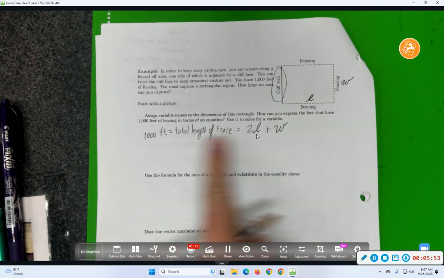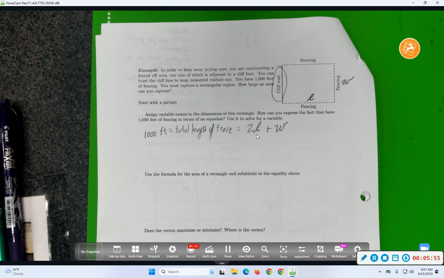Oh, neat. So 1,000 feet is equal to 2L plus W. Maybe I'll suppress the units and we'll just remember that distance is being measured in feet. That looks like something you could solve for either L or W. Which would you rather solve for? Which does it seem easier to solve for? Yeah, but just say it louder. Yeah, right, there's no 2 next to the W, so it's closer to being solved.